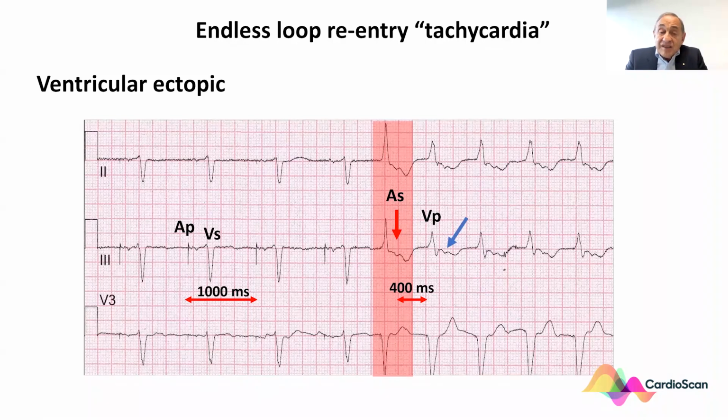And then you can see a retrograde P wave. And again, with approximately 400 millisecond AV delay, and it sets up an endless loop rhythm, which is just below 100 beats per minute, and therefore we cannot call this a tachycardia as such.